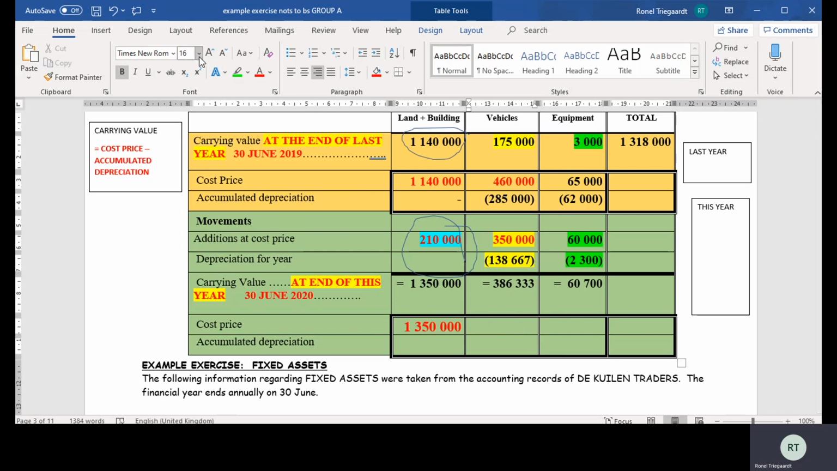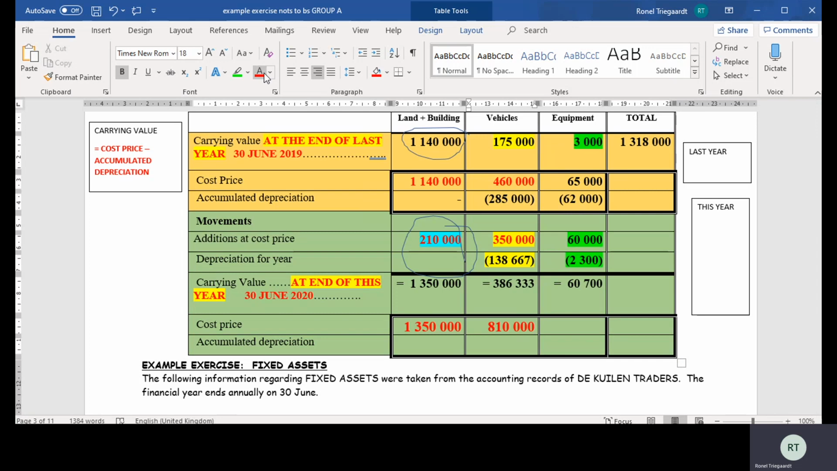Do you understand that, people? Are you fine with that? So let's do that. Make this also red so you can see. So the 460 plus the 350 gives me 810,000. Are you okay with that? Are you fine?